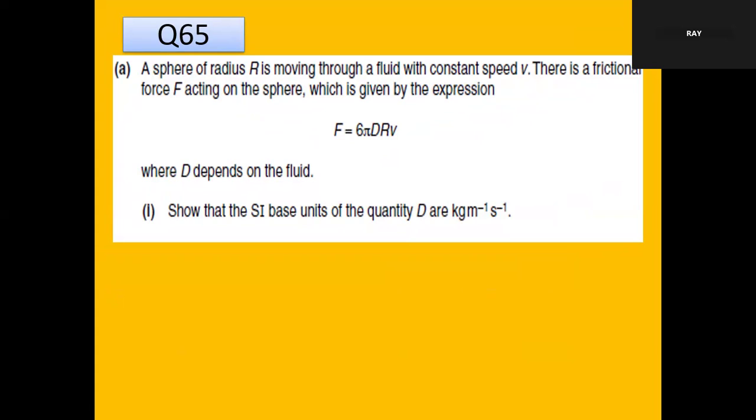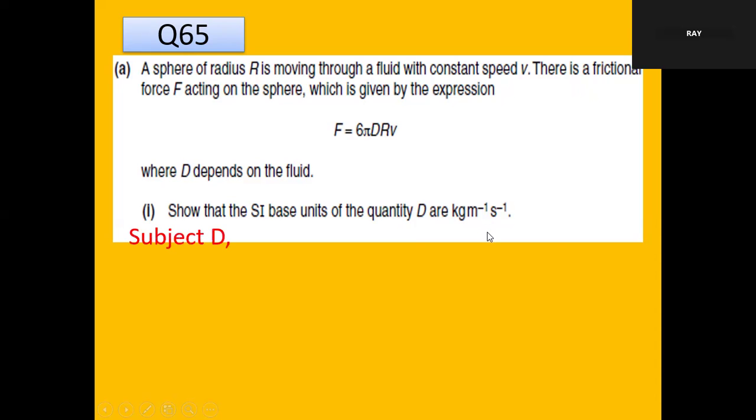Number 65. A sphere of radius r is moving through a fluid with constant speed. There is a frictional force F acting on the sphere, which is given by 6 pi D r v. D depends on the fluid. Show that the SI base unit of D is that. I should be able to do that.